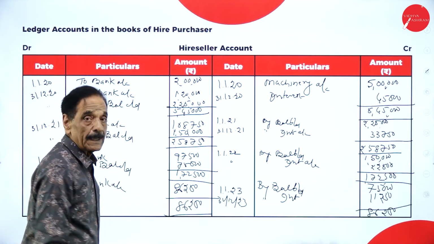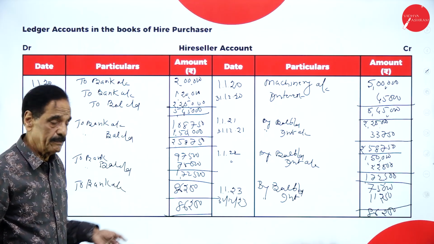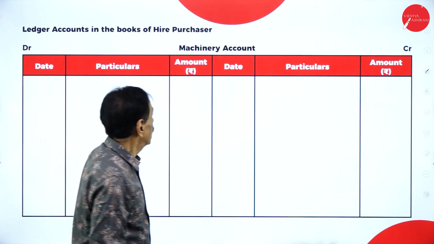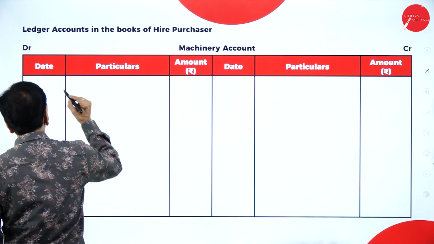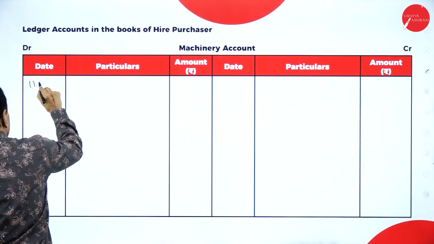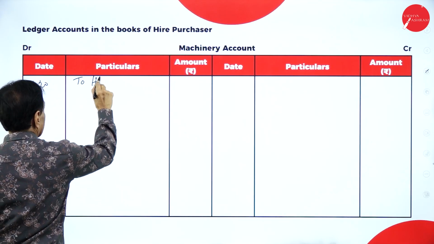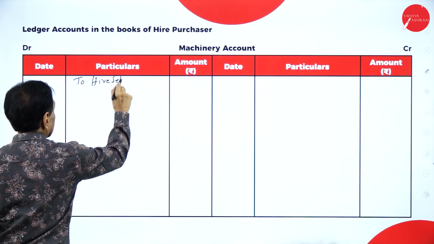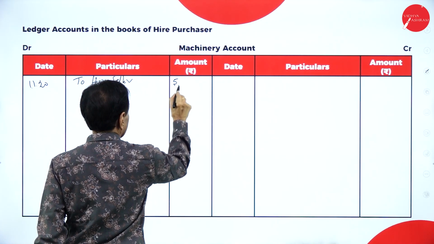So it will go like this. Interest to bank, interest to bank, interest to bank. Then we'll move on to machinery. Machinery account debtor to hire seller. What is the cost of the machinery? 5 lakh.